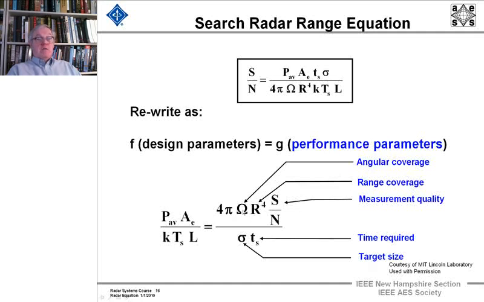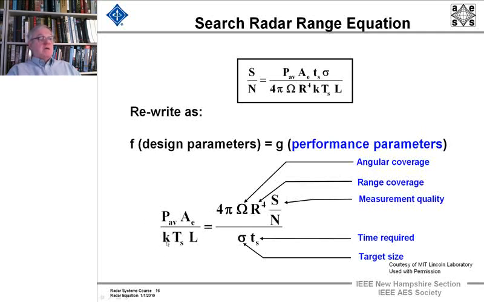We've got the solid angular coverage, which we've talked about, the range coverage, the measurement quality, the time required to scan the solid angle, and the target size. And these are the things that you have in your control when you're going to design the radar. You can pick a power that you have to build the transmitter to, the area of the antenna, what the losses are. Some of them you can do something about with design, and some of them you can't. But you can't be sloppy, because if the losses go up, your quality will go down.